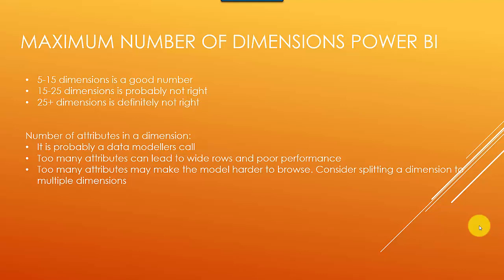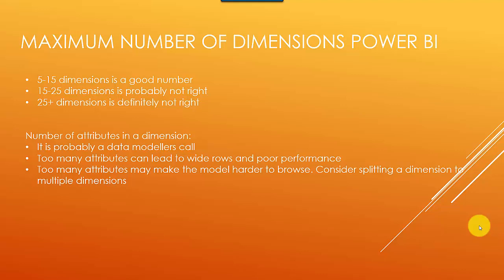So even within 5 to 15, I think 15 is on the higher side because it makes the model very confusing and it's harder to traverse the model. As you add more dimensions, it adds more complexity even with self-service BI, and it's just a no-go zone. So ideally, you are looking at anything between 5 to 15 dimensions for a robust dimensional model in Power BI.